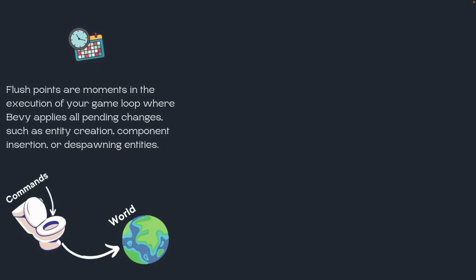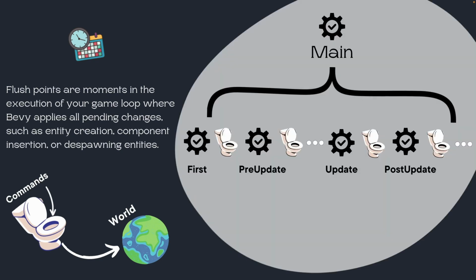Flush points are moments in the execution of your game loop where Bevy applies all pending changes, such as entity creation, component insertion, or despawning entities. Essentially, the commands are being flushed and then they're being applied to the world in the order they were sent to the queue. So if you have one command and then another command, they'll both sit in the queue, and then once Bevy hits the flush point, they'll be applied to the world in the order they were added to the queue. So what does this look like, and when are they applied?